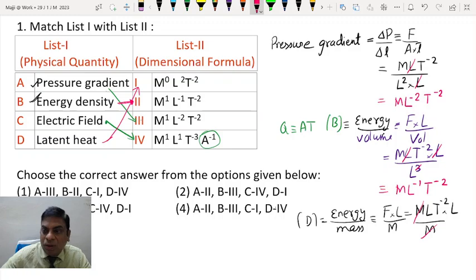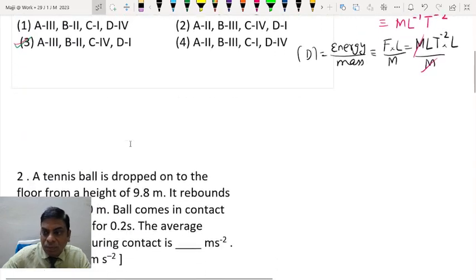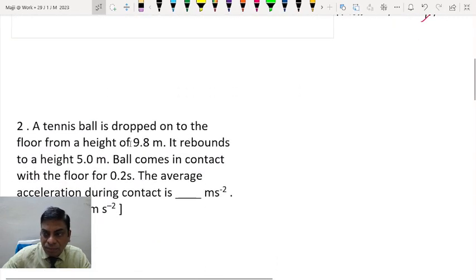So finally, you have the third option as the correct answer. Moving on to the next question.